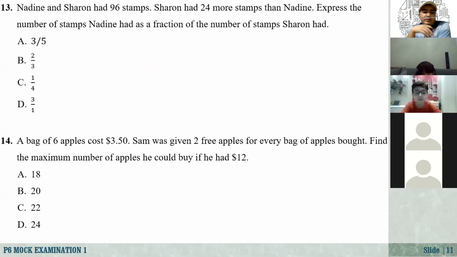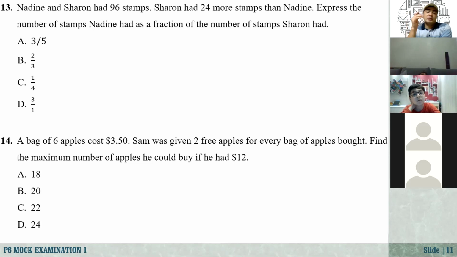Nargis, can you read question 13? Yes. Nadine and Sharon had 96 stamps. Sharon had 24 more stamps than Nadine. Express the number of stamps Nadine had as a fraction of the number of stamps Sharon had.